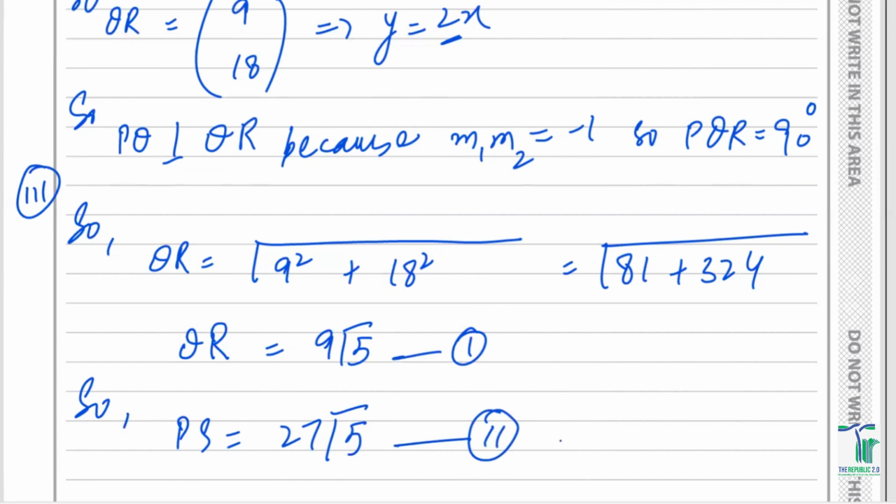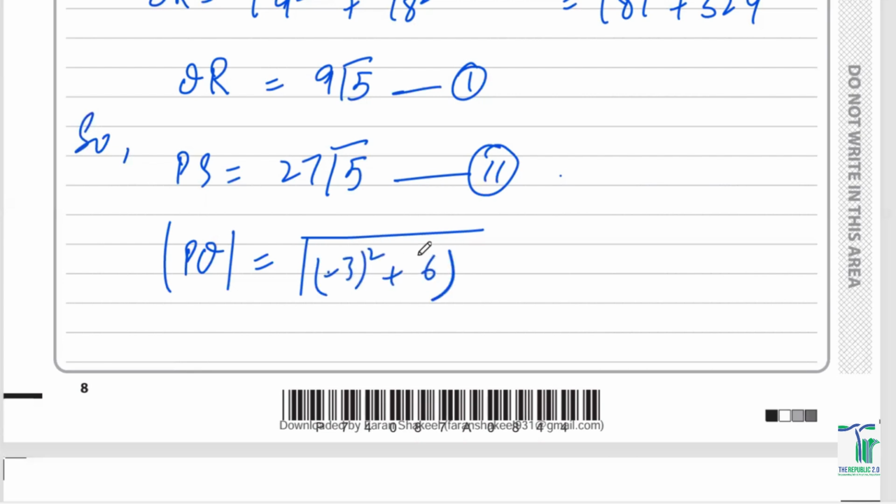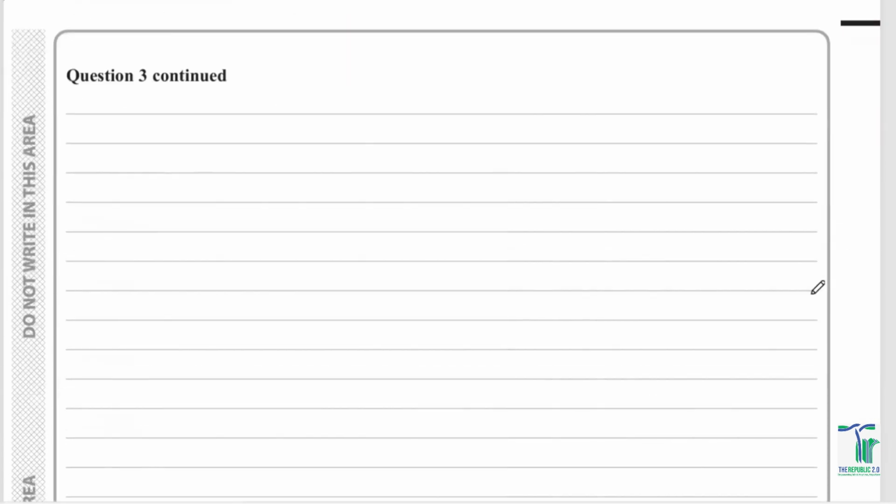Apart from that, we will be needing PQ as well. So the magnitude of PQ would be the square root of negative 3 squared plus 6 squared. 3 squared is 9 and 6 squared is 36, so you'll end up having 3 root of 5. Got it?